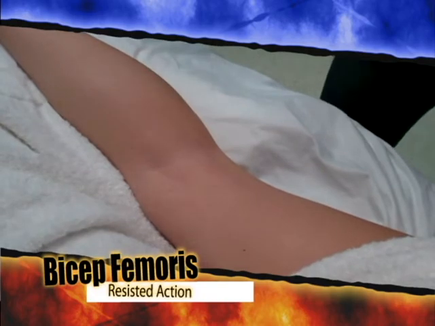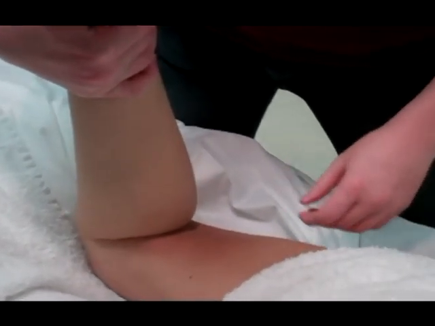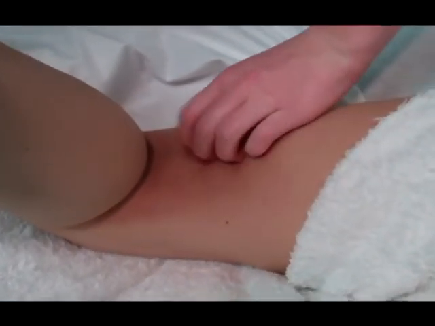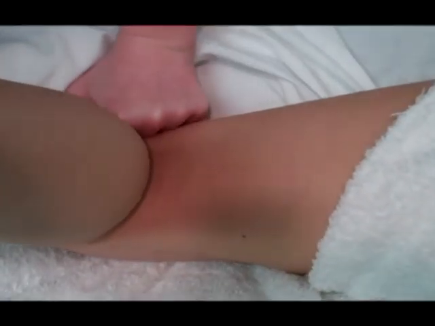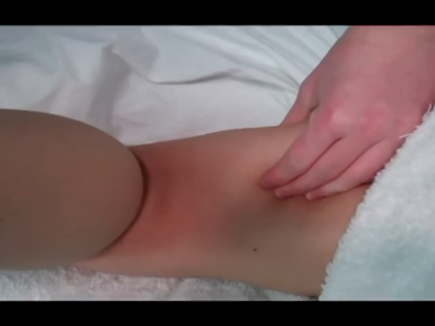The resisted action for the biceps femoris is very similar to the previous two. Again, we'll start at the ischial tuberosity, move distal along the femur to the head of fibula, have the client resist, and you'll see the muscle contract.